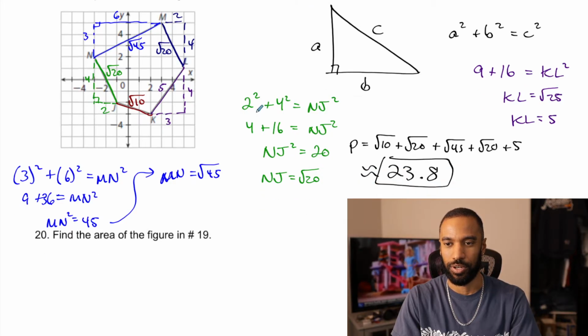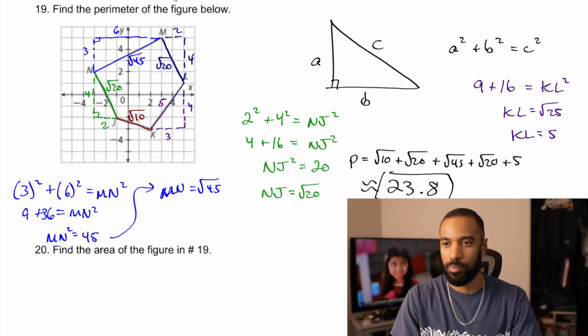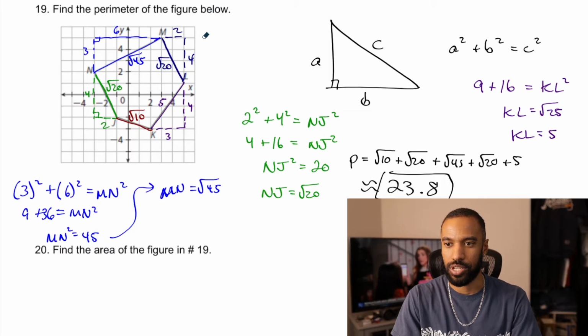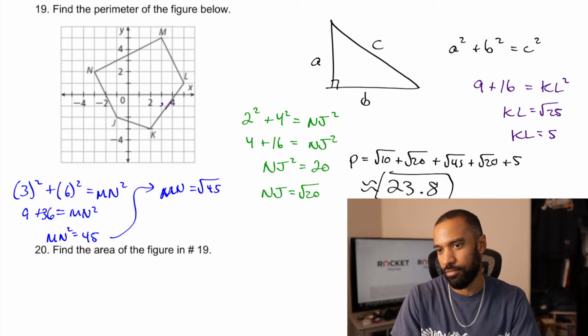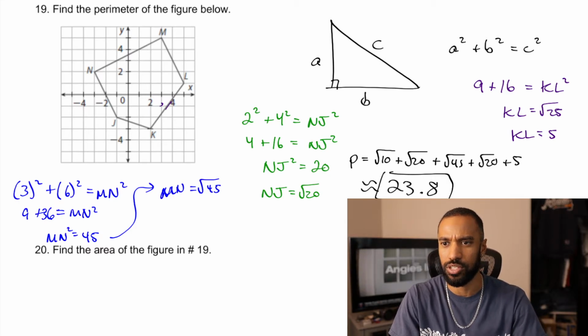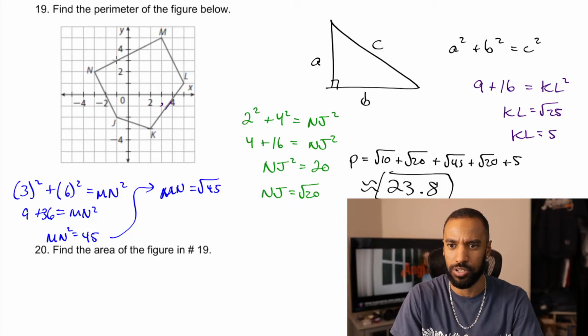All right, find the area of the figure in number 19. Ooh, that's a little freaky. Okay, so I'm going to erase my work up here to get another set of work going. Now, area comes from doing some form of the shapes that you have. There are a lot of different shapes I can come up with on this. I'm just going to break it up into some composite figures. I got a lot of triangles here.